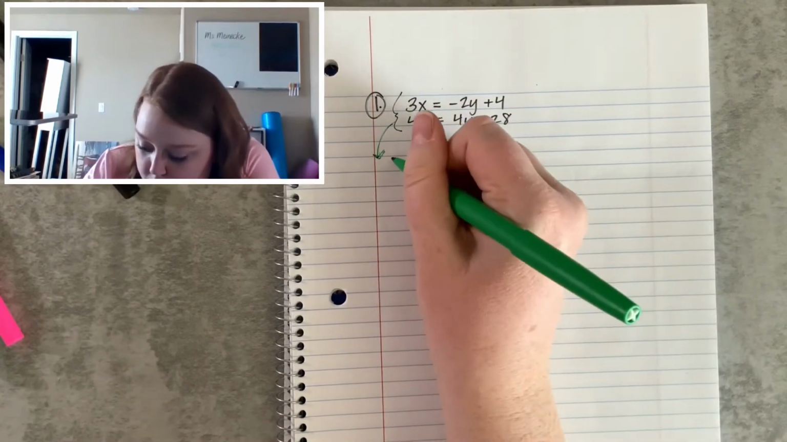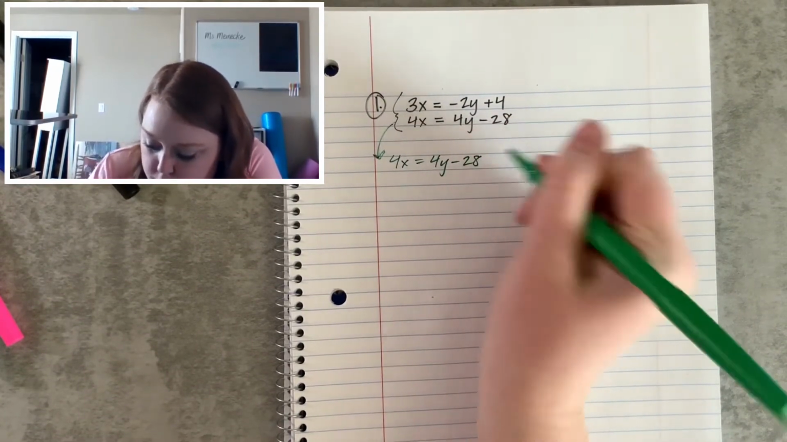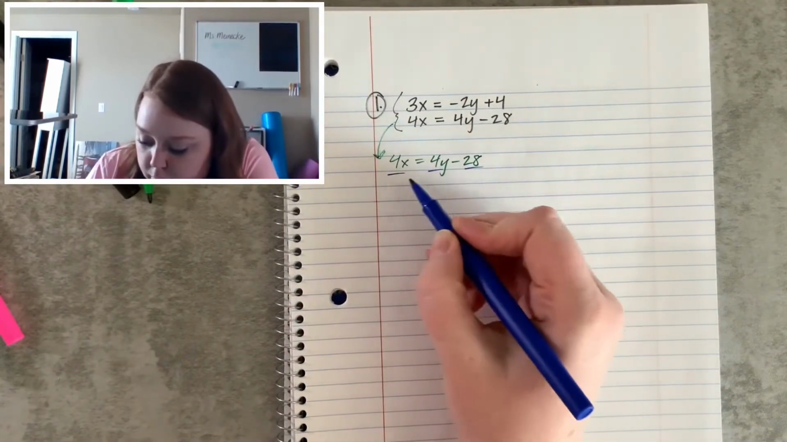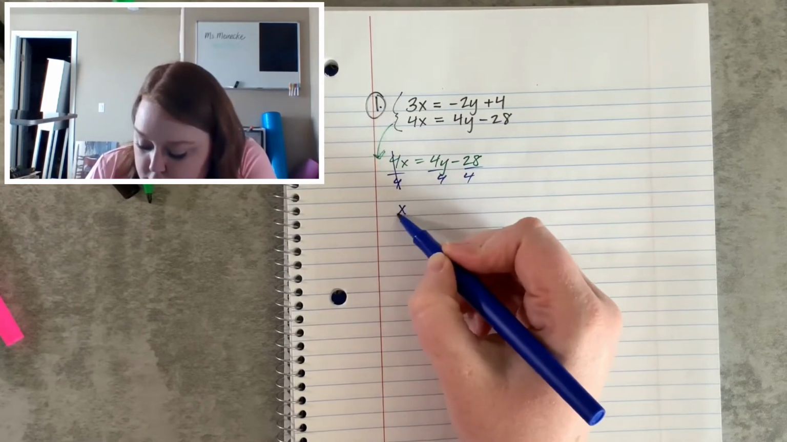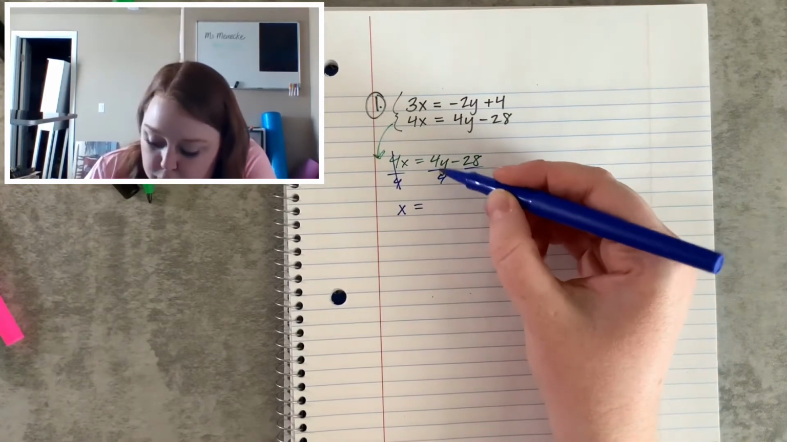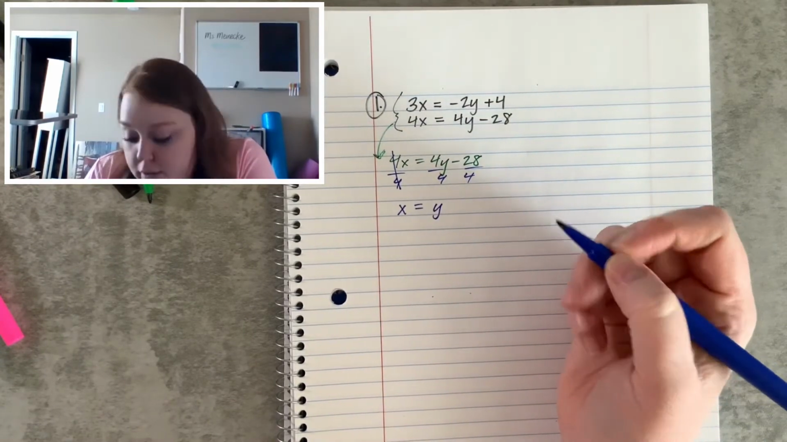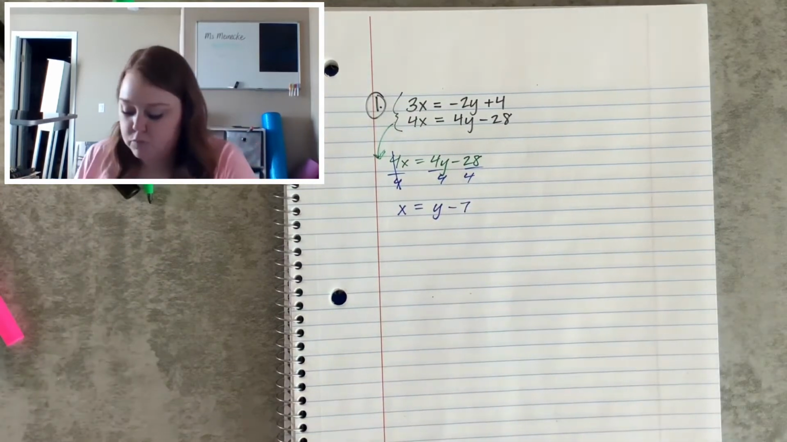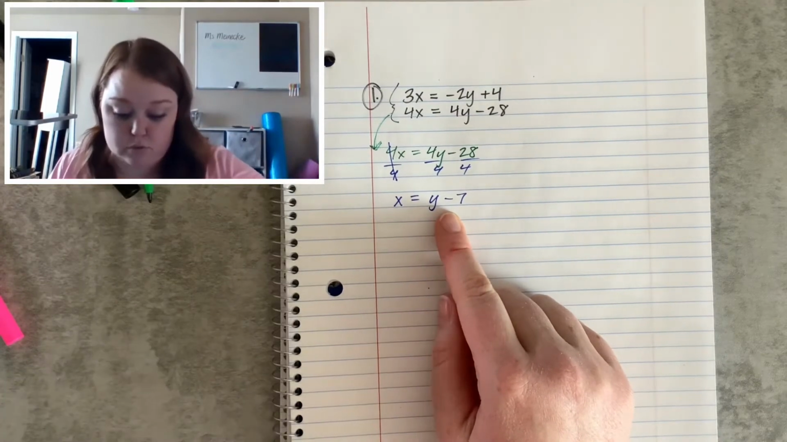So 4x equals 4y minus 28. I'm going to divide every single term by 4 so that x is isolated. 4 divided by 4 is 1, and 1y is just y. Negative 28 divided by 4 gives us negative 7. So that's step 1. We isolated one of the variables.